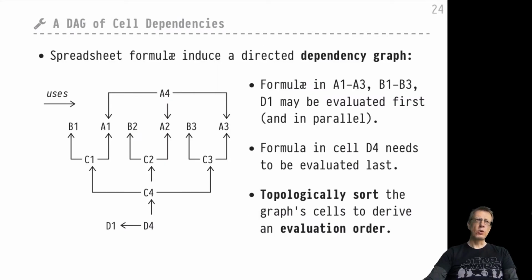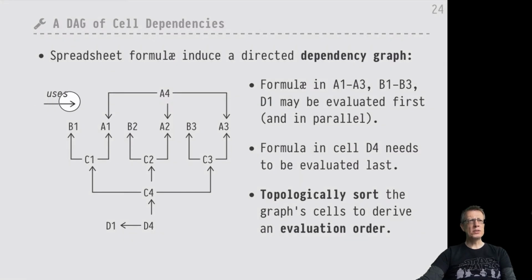So what we will extract from such a given spreadsheet with formulae is a dependency graph that will probably look like this. This is a directed graph in which each of the nodes represents a single cell in our spreadsheet. Such an edge here indicates that one cell uses or references another.